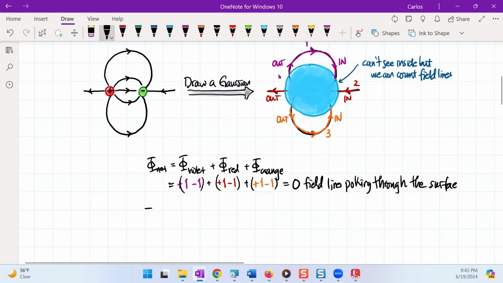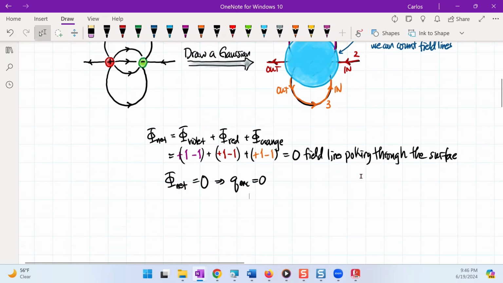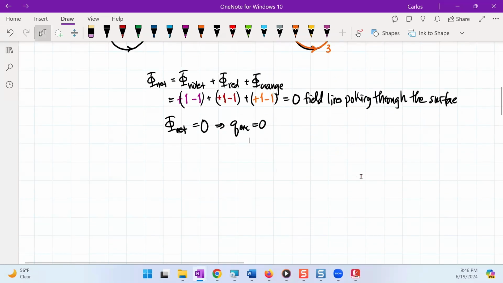So in other words, that tells me that the net flux is 0, also implies that Q enclosed is 0. But we knew that already because it was the dipole. Okay, so that's a second possibility. Now we go to the third one, which is, in my opinion, has a lot of misconceptions.